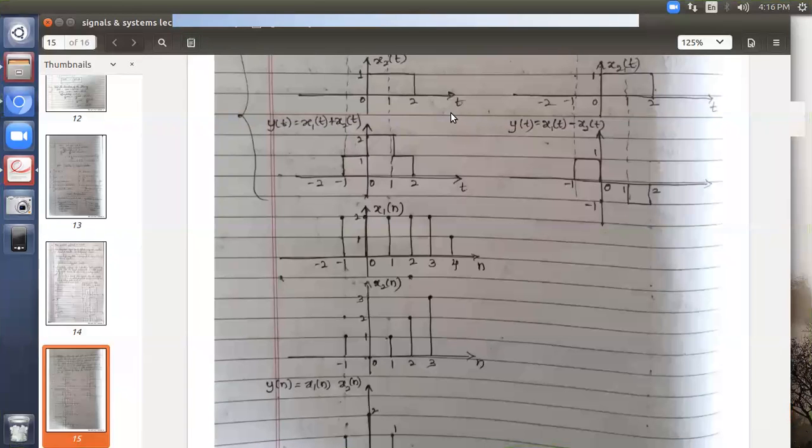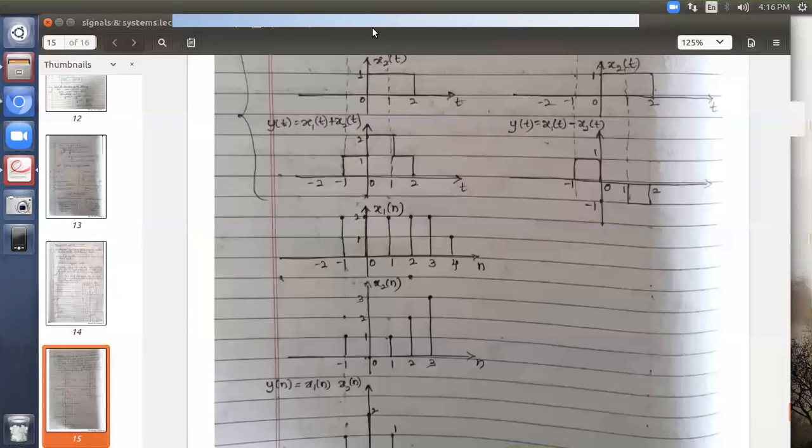In the previous session, we discussed the operations performed on the dependent variable, that is amplitude. We have covered amplitude scaling. We have seen two examples of how to do the scaling. Then we have seen the addition, how the addition or even the subtraction is performed, with the help of two examples.